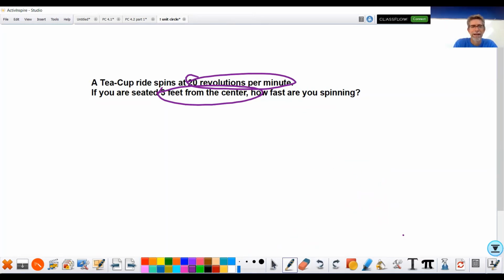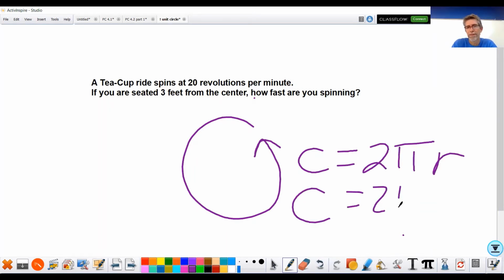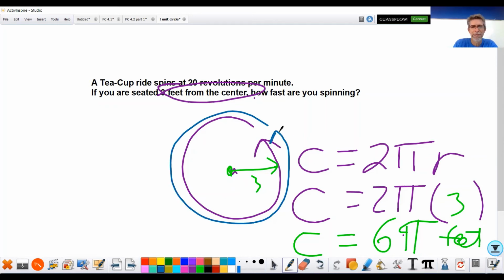Well, let's figure out how far you're going to travel here. You're going to go all the way around, so the circumference is 2 pi r. That's a trip around. So the circumference is 2 pi times, what's the radius? You're 3 feet from the center. So like there's the middle, you're 3 feet away. So put a 3 there. So all the way around is 6 times pi. Feet, right? So a trip all the way around, one spin, you travel 6 times pi.